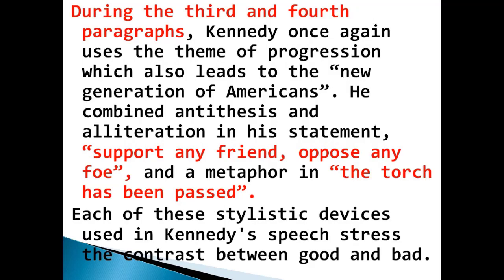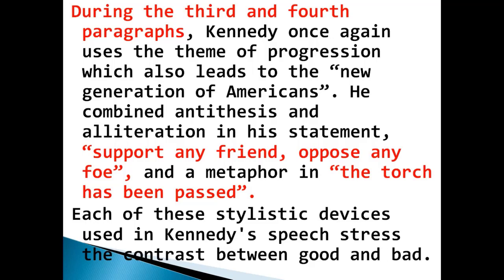During the 3rd and 4th paragraphs, Kennedy once again uses the theme of progression, which also leads to the new generation of Americans. He combined antithesis and alliteration in his statement, like the same idea in a poetic way; these are literary terms used in literature. "Support any friend, oppose any foe." You see the ideas repeating time and again: support any friend, help any friend, oppose any foe.